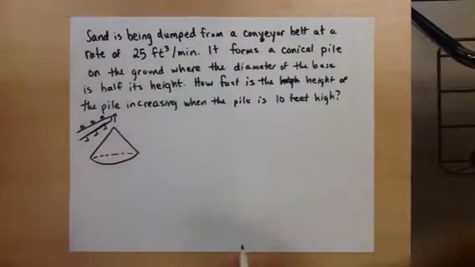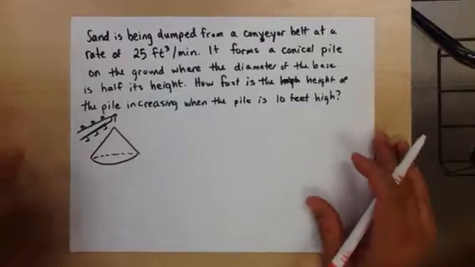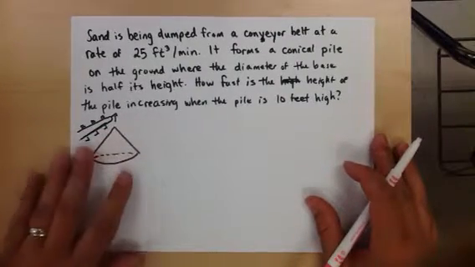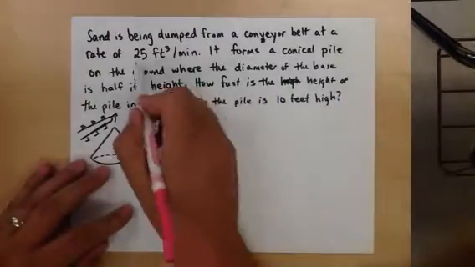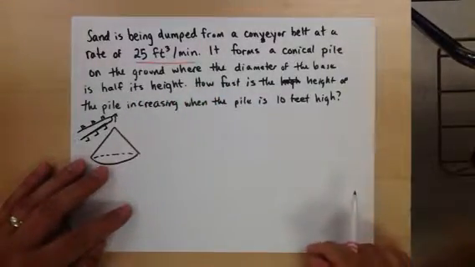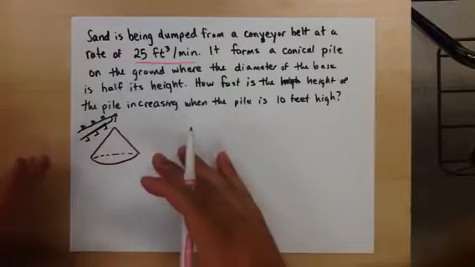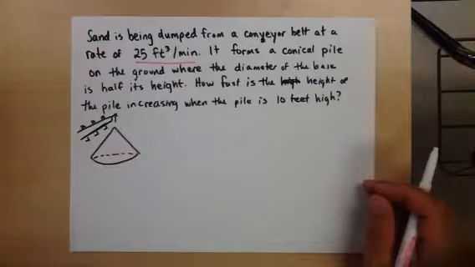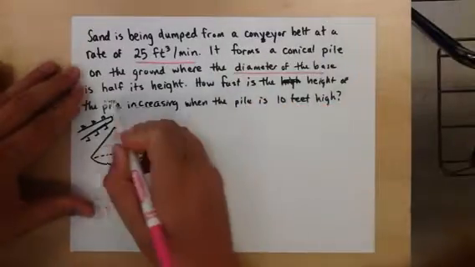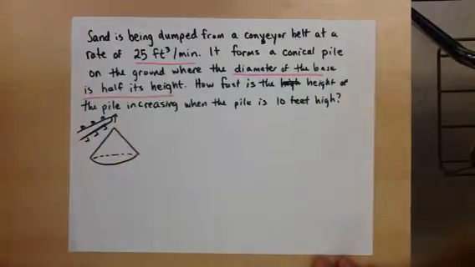So let's take a look at this question. So I got sand pile, okay? So sand's being dumped into a cone, basically. So it's getting dumped from a conveyor belt at a rate of 25 cubic feet a minute. And then it's forming this conical pile on the ground that we see where the diameter of the base is half the height. Okay, so that's a kind of a clue that we're going to come back to. And then how fast is the height of the pile increasing when the pile is 10 feet high?